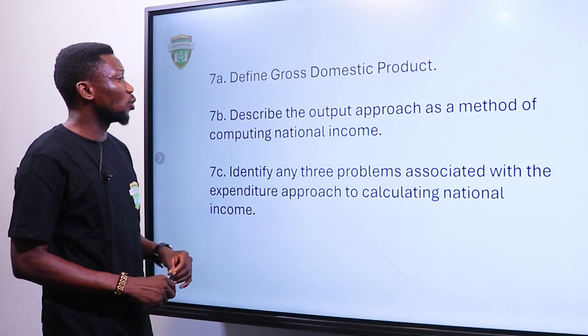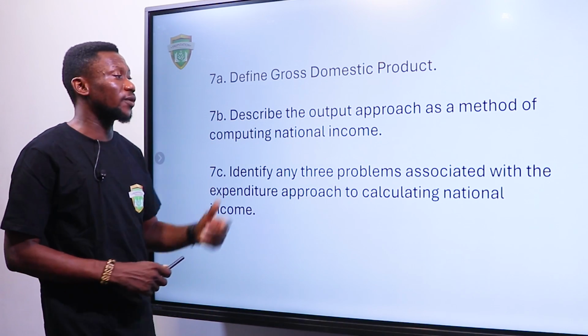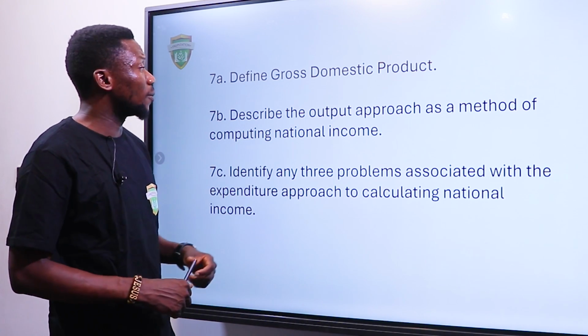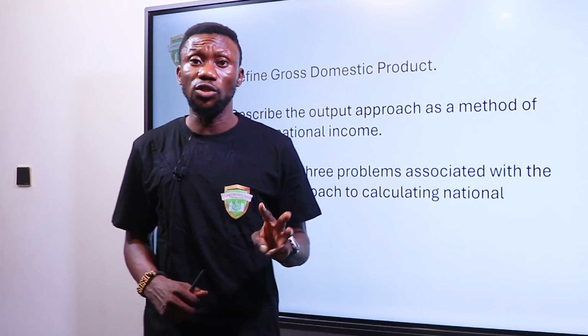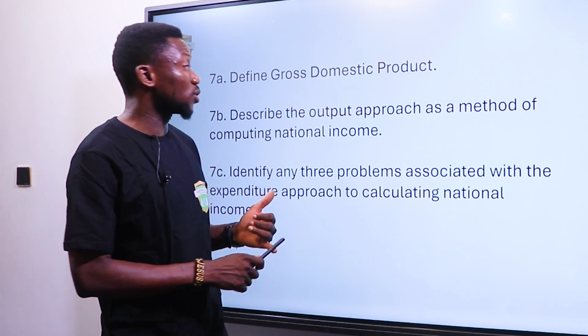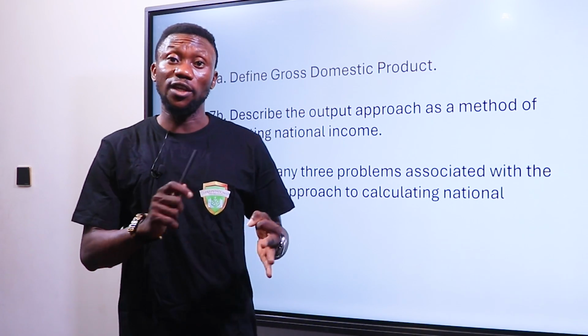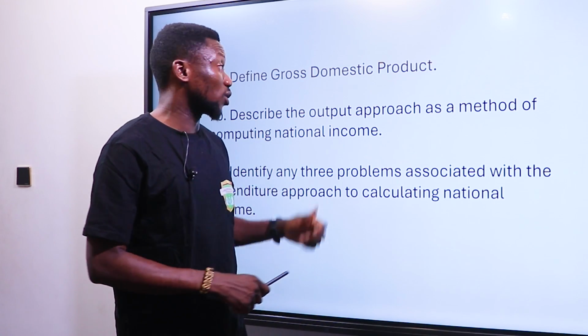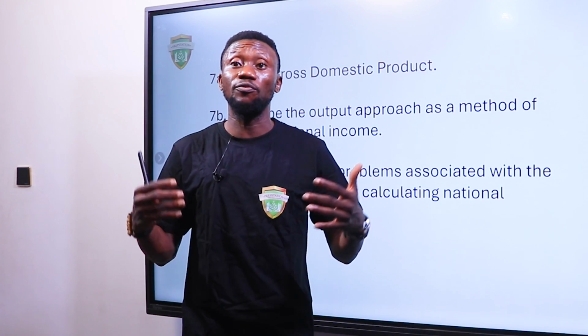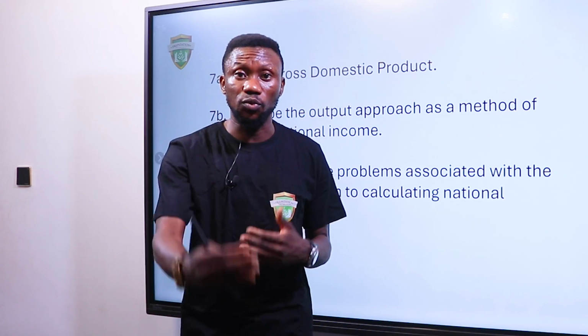Describe the output approach as a method of computing national income. So when you're computing national income, we have 3 approaches we can use. We have the output approach, we have the income approach, and we have the expenditure approach. In this case, we're talking about the output approach, which means what we have produced. Output means in terms of production.